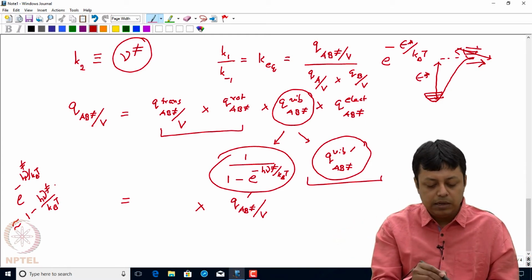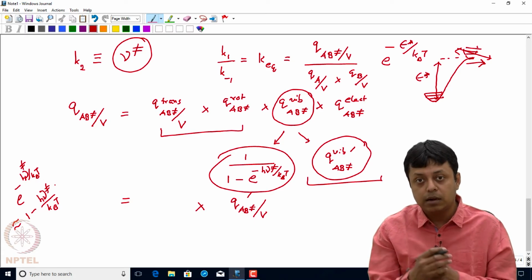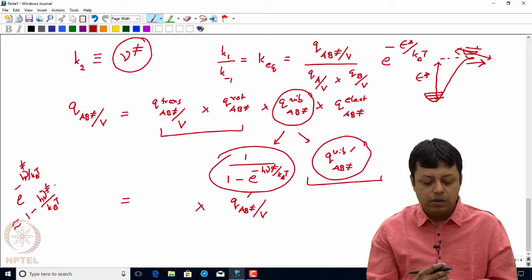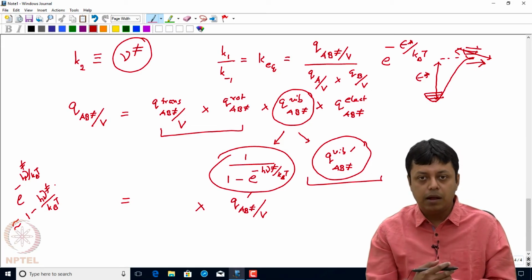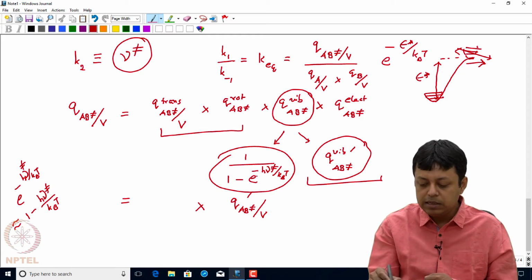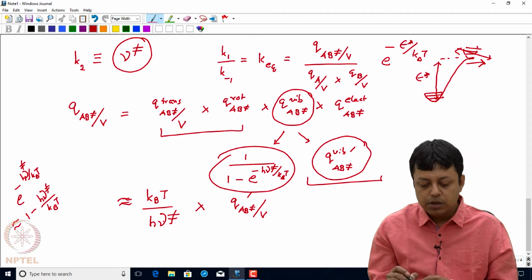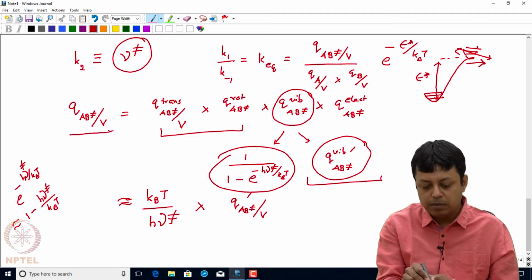Now that is why this h nu dagger is much smaller compared to kBT, which is the thermal energy, and then we say that we can actually ignore the higher order terms. The moment you make this approximation, this entire thing, 1 minus e to the power minus h nu by kBT, becomes 1 over h nu by kBT, or the entire thing becomes kBT by h nu dagger.